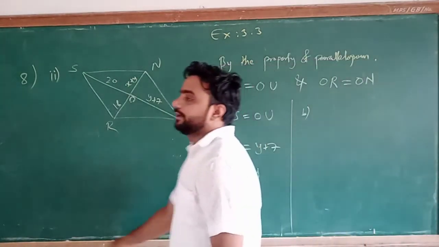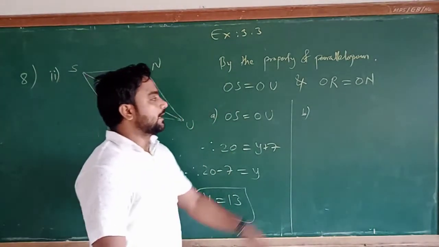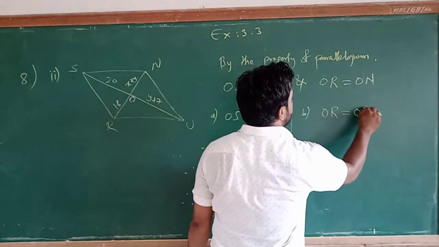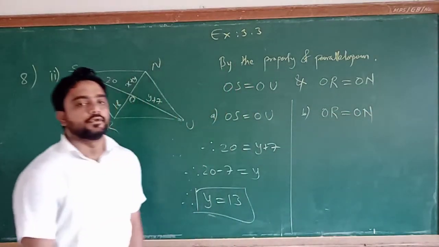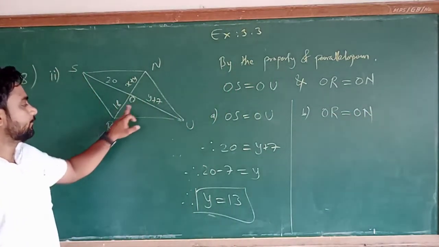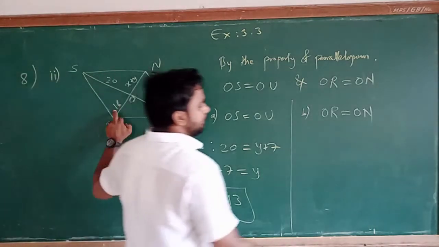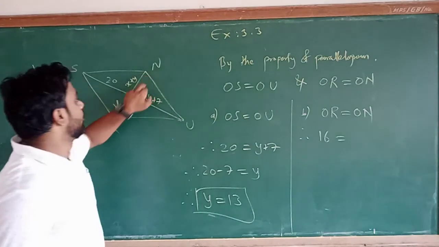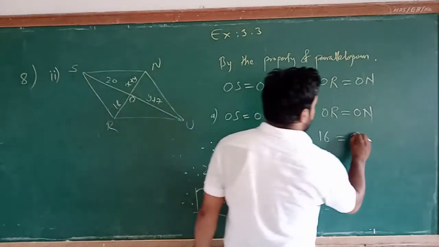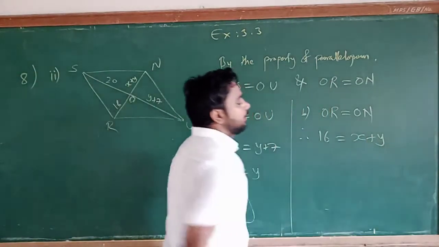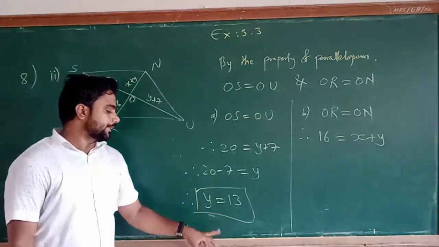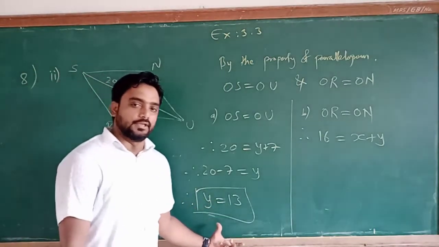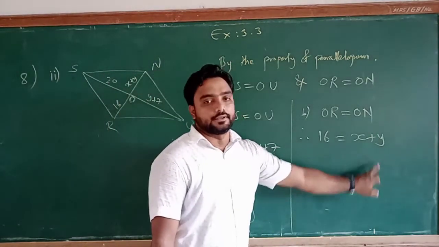Okay. Now taking another equality of the bisect of the diagonal, so therefore OR is equals to ON. Okay. Now what is the value of the length of OR? It is equals to how much? 60 is equals to ON, that is x plus y. Now here we already obtained the value of y, that is equals to how much? 13. हमें already y की वैल्यू 13 मिल गई है, हम यहाँ 13 रख सकते हैं.